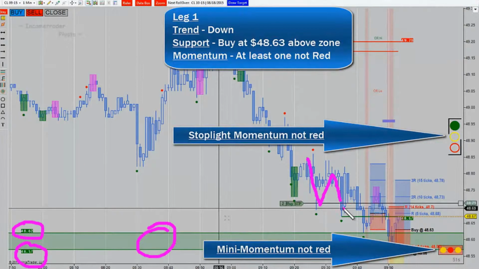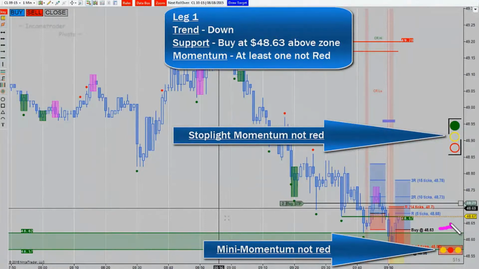Currently we're in a downtrend like this. And what we're looking for is the market to rise back above our zone here. And at that point, when it closes back above, we generate a little risk reward box here. This is our trade generator risk reward buy signal. And from here, it's telling us that we have a potential buy at 48.63.